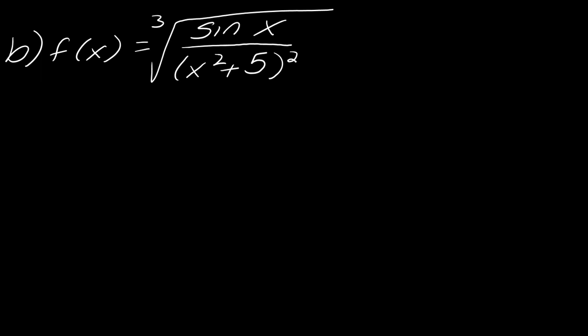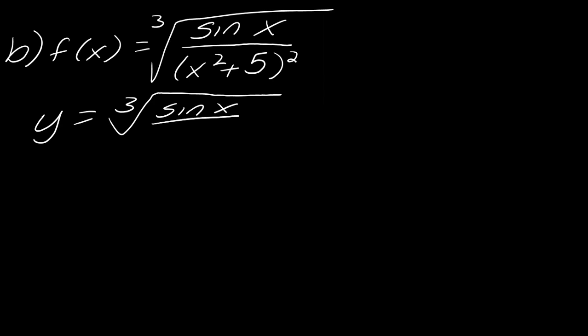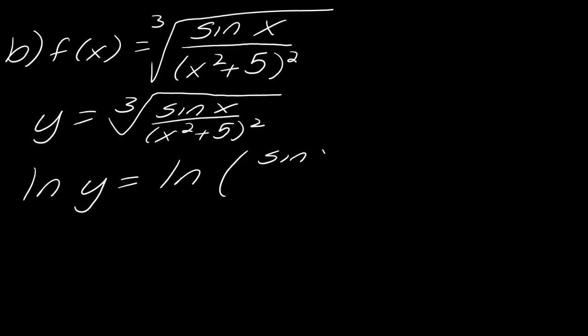So this is another case where logarithmic differentiation would be good because there's just a lot going on in this problem. And so if you like working with logarithms, then this can just make your life a little bit easier. Okay, so first things first, if you don't have this in terms of y, that's what you want to do. And then you want to take the logarithm of each side. So we've got the natural log of y equals the natural log of sine of x over x squared plus 5 squared, and then all of this to the 1/3.